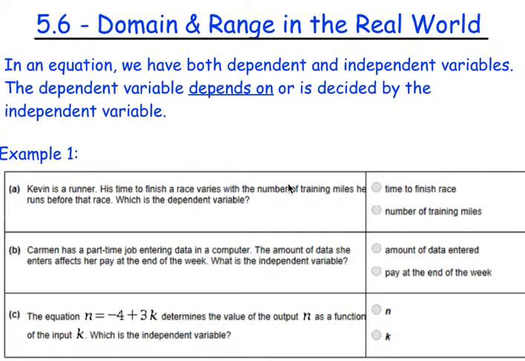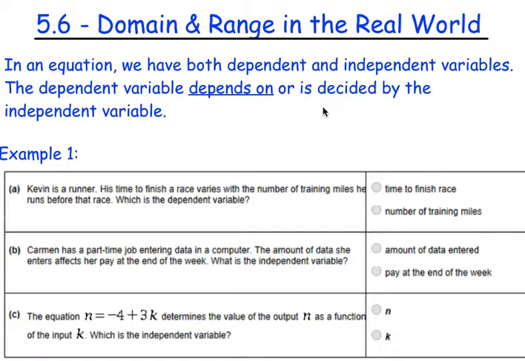So your independent variable is what you guys are accustomed to being x. X gets to be whatever it wants to be. And then when we substitute it into the equation and simplify, then that tells us what y is. So the y value depends on what we substitute in for x. So let's look at a couple of examples here and try to see how this works.